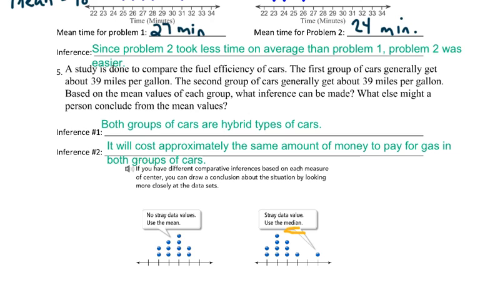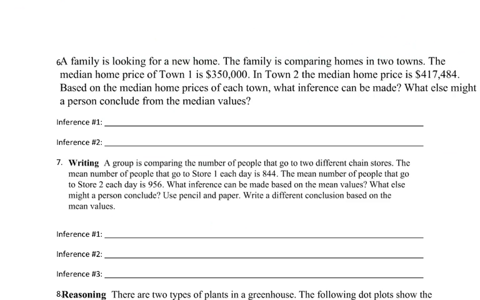But if you look at the first set of data, all of these data points are pretty close together, so that's when we would typically use the mean. So this is a very important concept that you need to make sure that you take note of. When there are no stray data values, we want to use the mean, and when there are stray data values, we want to use the median when we're comparing measures of center. All right, let's take a look at the next page.